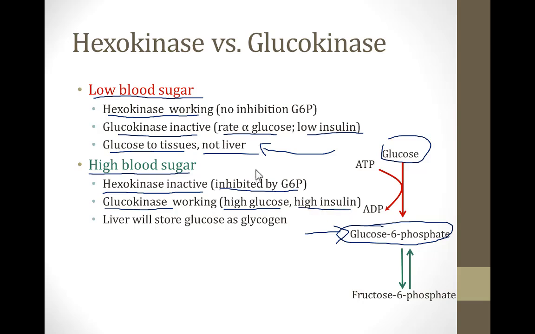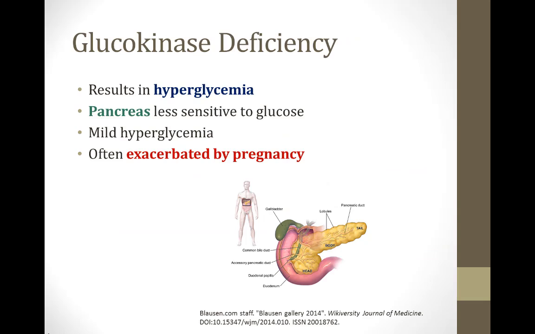This means that in the setting of high blood sugar after a meal, the liver will store glucose as glycogen, and the tissues will take up only as much as they need in order to satisfy their metabolic requirements. Rarely, people can be born with a relative deficiency of the glucokinase enzyme, and this results in hyperglycemia. The liver takes up less glucose after a meal.